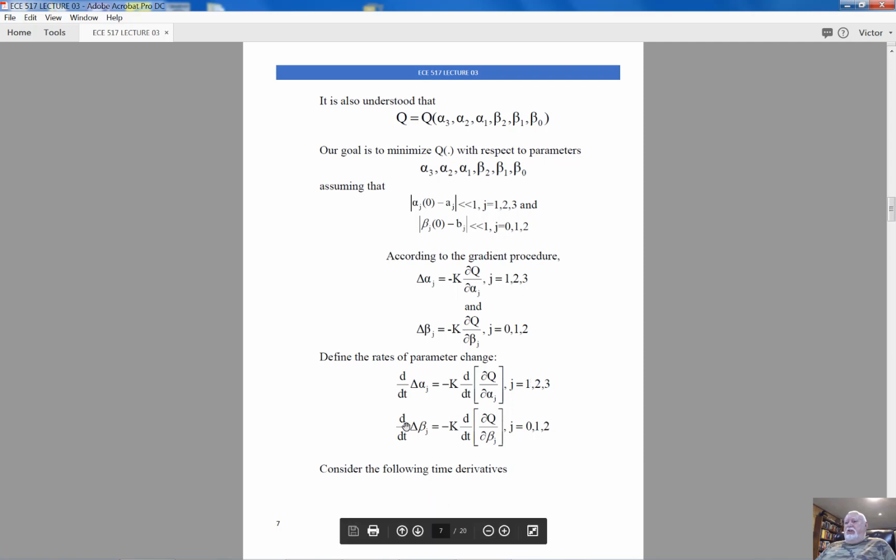Then we will get into the definition of the rate of parameter change. To determine the rate of parameter change, I will take time derivatives of delta alpha and delta beta. And these are the honestly written time derivatives of the expressions of the components of the gradient, actually.